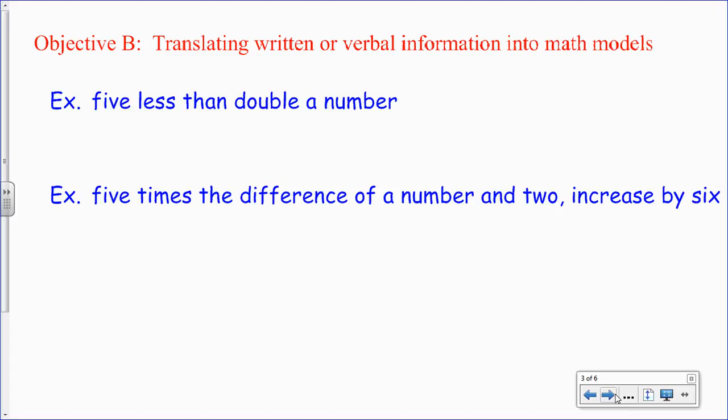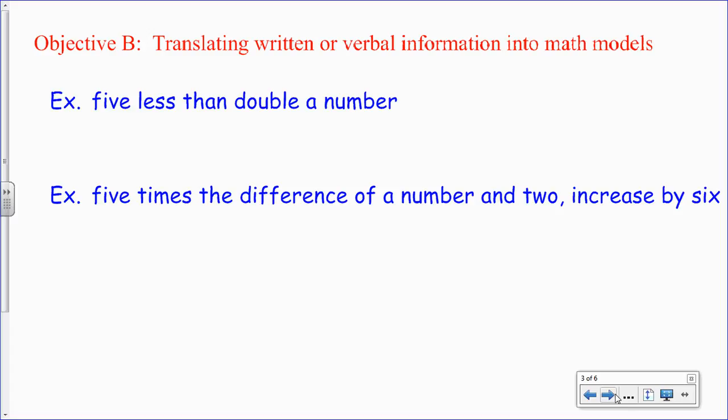Okay, so 5 less than double a number. So let's actually pick a number. So let's say 10 is our number. So what is 5 less than double 10? 15. So what did you do first in your head? You doubled 10. You did 10 times 2. And then you did minus 5. So you need to make sure that that's what you're writing up here.